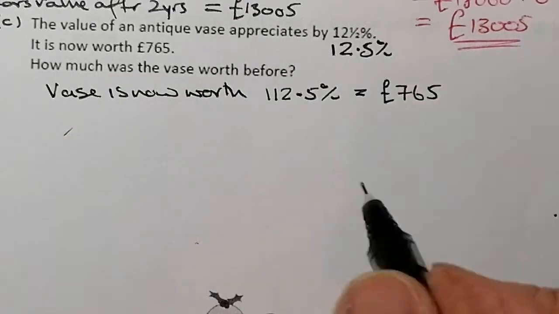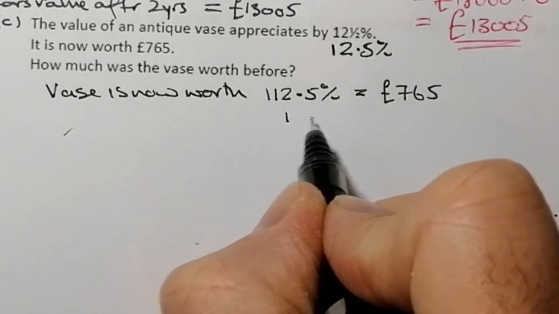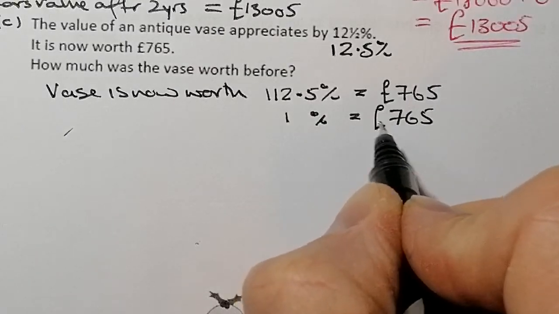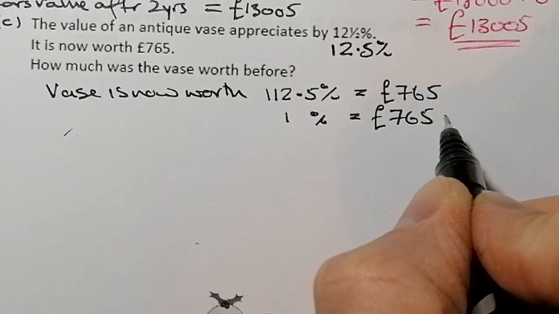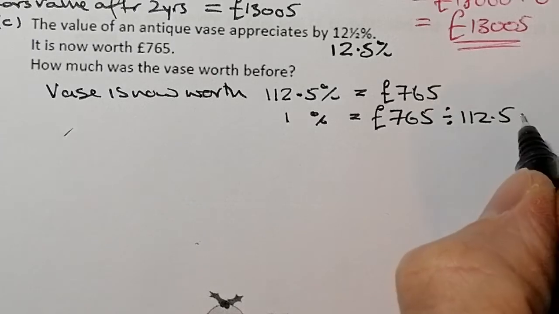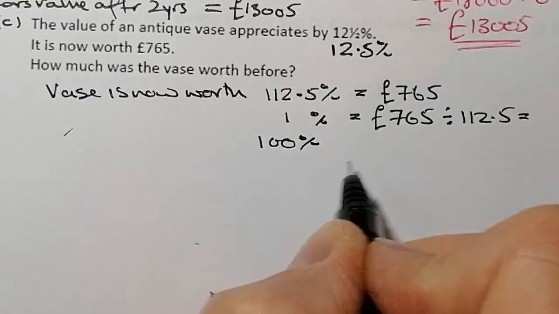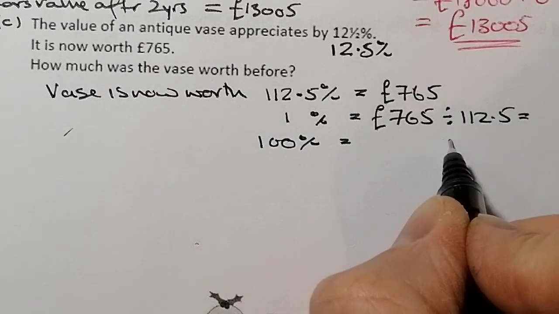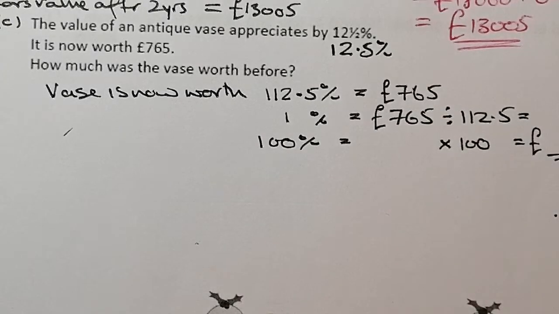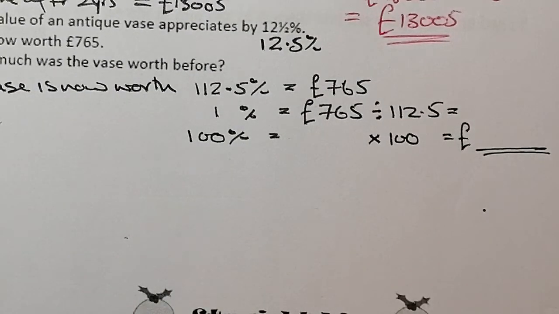Right, so reversing the change, I'm going to find out what 1% is, doing a bit of ratio work. The way I find out what 1% is, I'm going to divide this value here by that number that's sitting there, no matter what it is. So I'm going to divide that by 112.5. I'm going to get an answer for that. Once I get that answer, I'm going to work out what 100% is, and all I'm going to do is times that answer by 100, and what I should get is the value the vase was worth before the rise. Right, let's go and work this out.